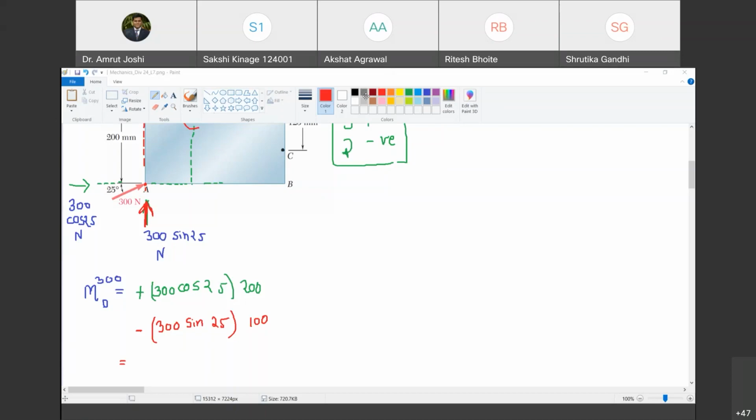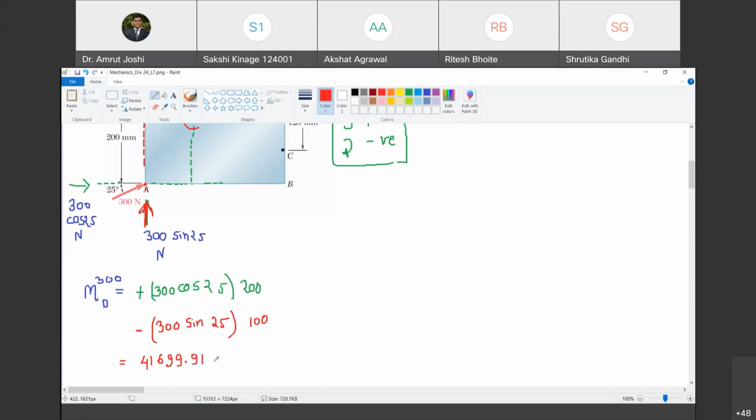Ensure that your calculator is in degree mode. I will also calculate with you. Now, as time progresses in this course, our calculations need to be faster. So 300 cos 25 multiplied by 200 minus 300 sine 25 multiplied by 100. So I am getting it as 41699.9. Is anyone else getting the same answer?